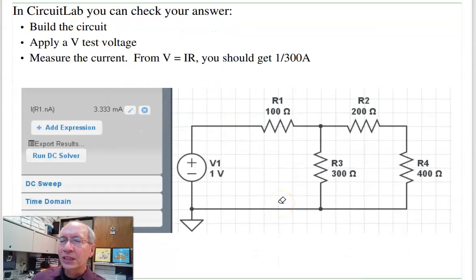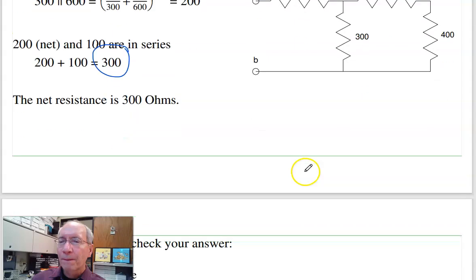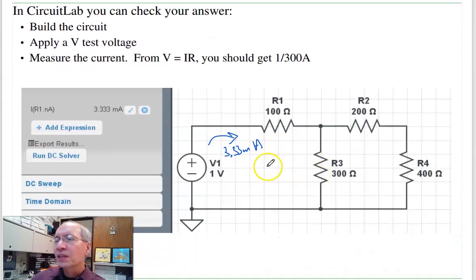I can check my answer in CircuitLab. Build the circuit, apply test voltage. Once you have the test voltage, see how much current draws. The current draw is 3.33 milliamps. From V equals IR, I know the voltage, I know the current, I can find the net resistance. 1 volt divided by 3.33 milliamps is 300 ohms. Same thing we calculated right here, 300 ohms. That's how you find it in CircuitLab. This is actually how an ohmmeter works. An ohmmeter applies a test voltage, sees the current draw, and calculates the resistance.